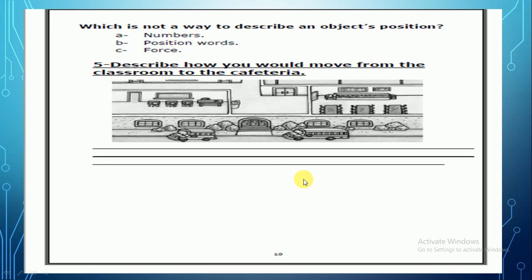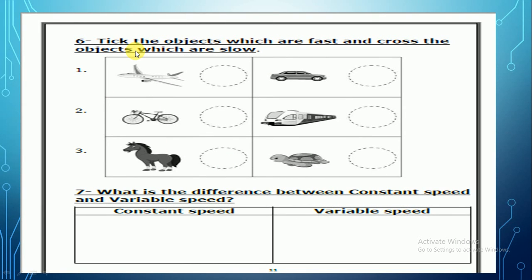Okay. Now we have this map, and we need to describe how you would move from the classroom to the cafeteria. Here, this is the cafeteria. I will go out from the classroom, then move straight on or go straight on. Then I will turn left. Okay, all right? Right, excellent. I will turn right. Then I will move straight on to find the cafeteria. Good job.